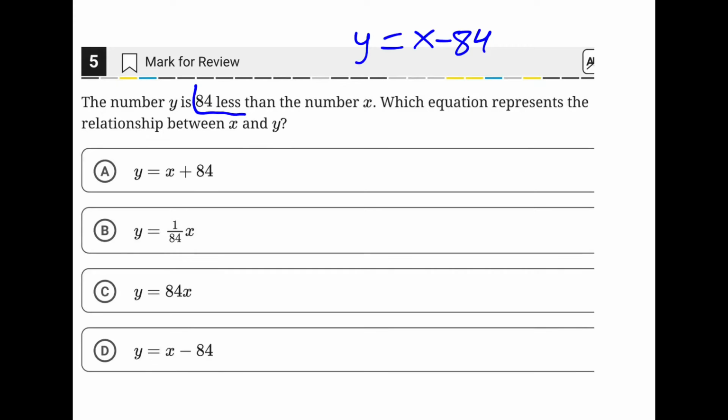Y is 84 less than x, so here's x minus 84, set equal to y. And that's all we had to do.